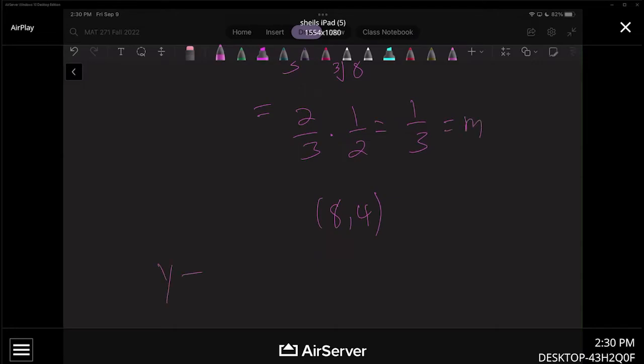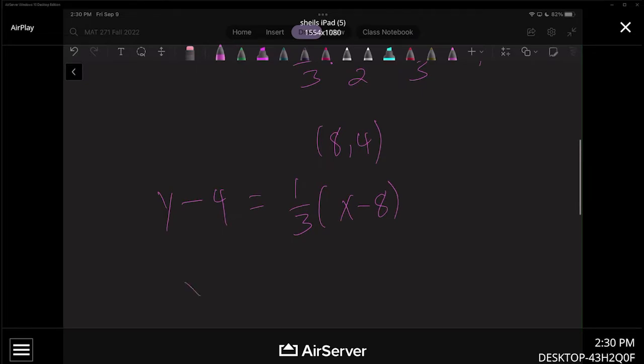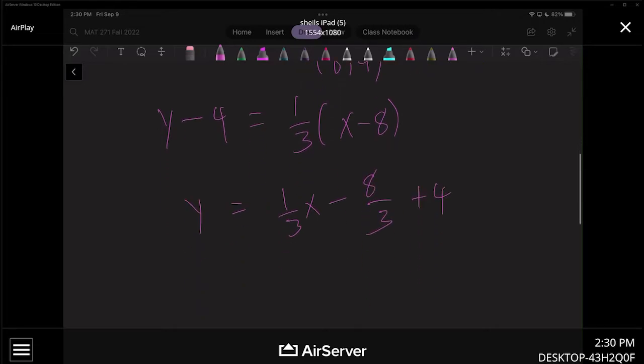So I use my point slope form. Y is equal to 1/3 x minus 8/3 plus 4. This is 1/3 x, and this is going to be plus 4/3.